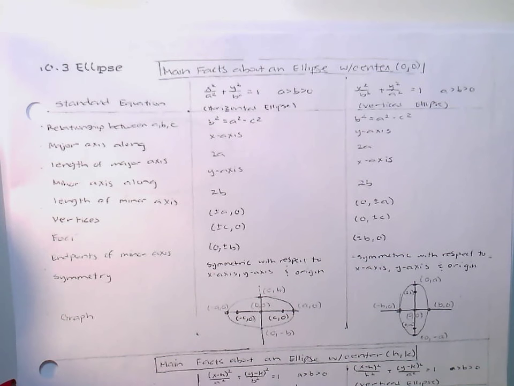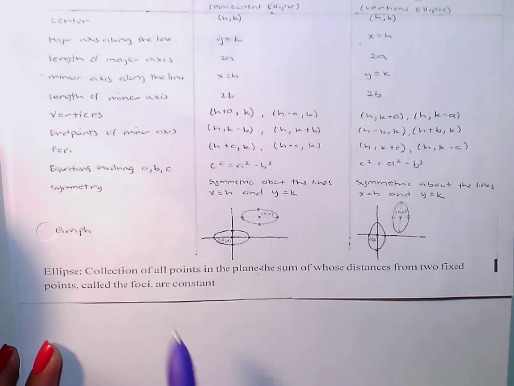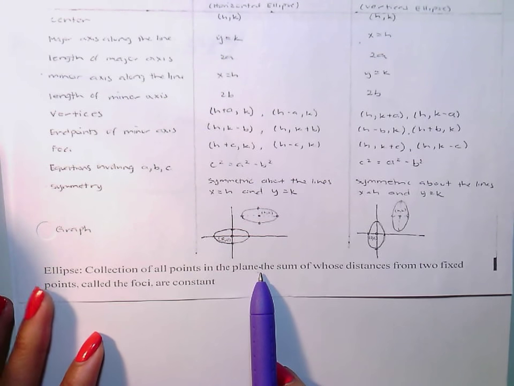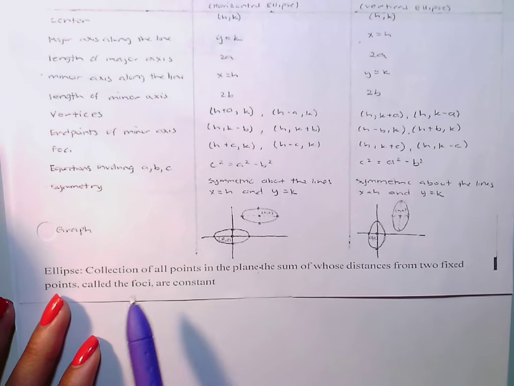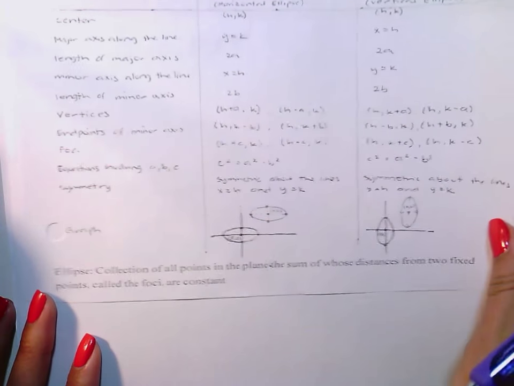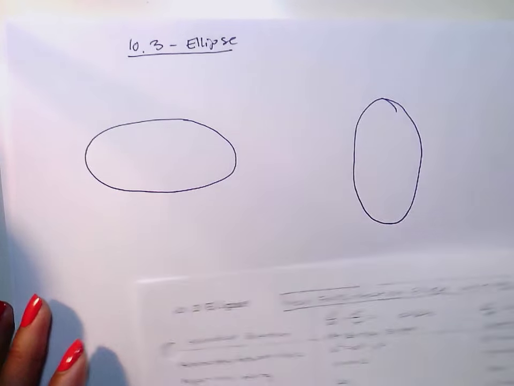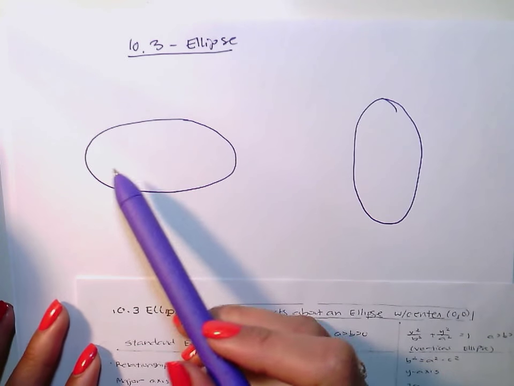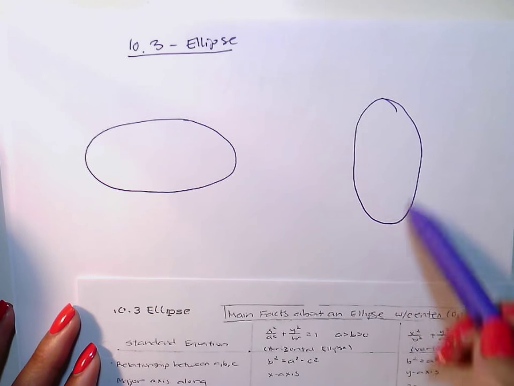Next section, we're going to go over ellipses. So the definition of an ellipse is a collection of all points in the plane, the sum of whose distances from two fixed points called the foci are constant. So we have two options. One option is my ellipse is longer horizontally or it's longer vertically.